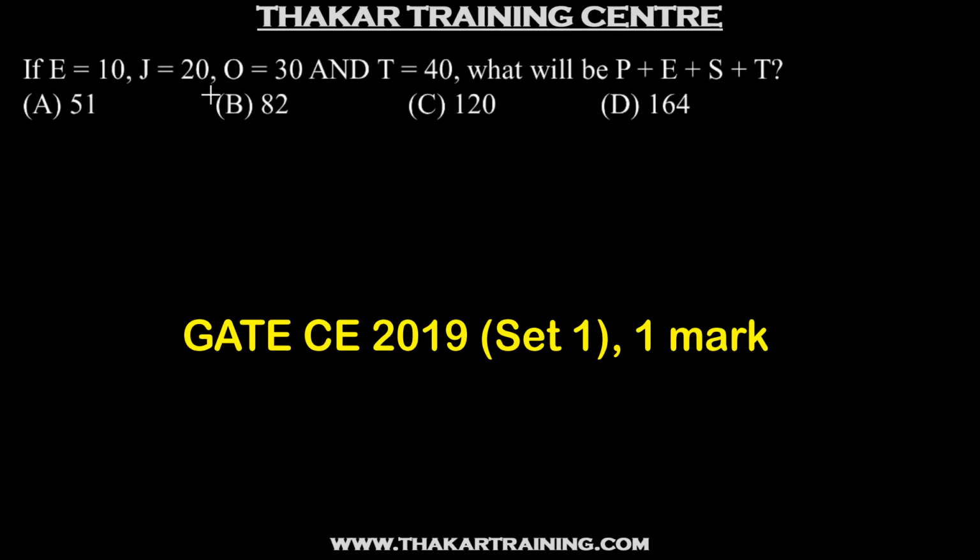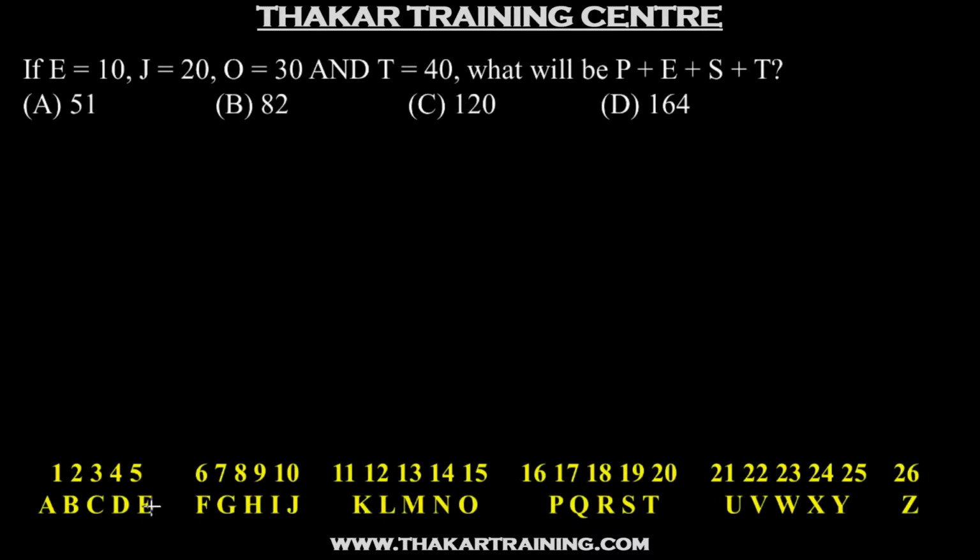If E is 10, J is 20, O is 30 and T is 40, what will be P plus E plus S plus T? So position of alphabet E is 5 and its value is 10. Position of J is 10, its value is 20. Position of O is 15, its value is 30. Position of T is 20, its value is 40. So we see that the value of each alphabet is nothing but twice its position.